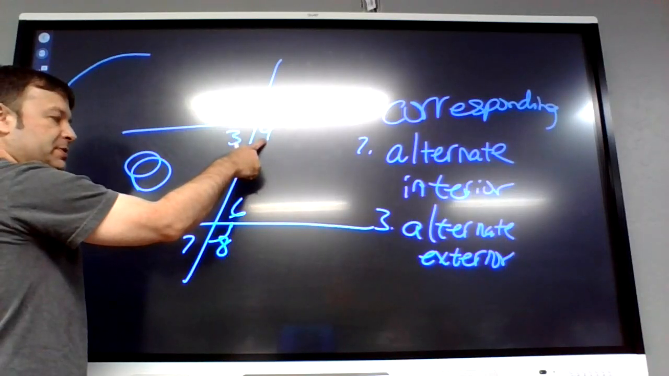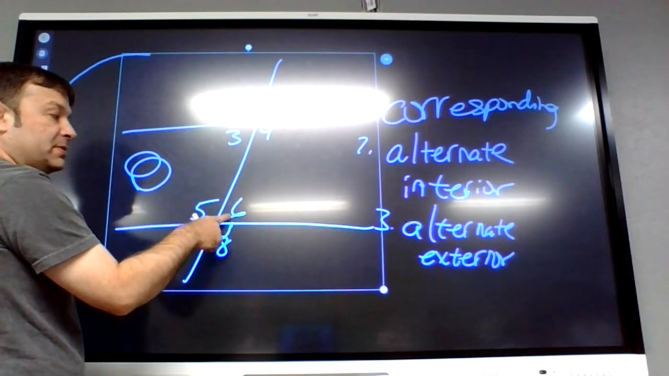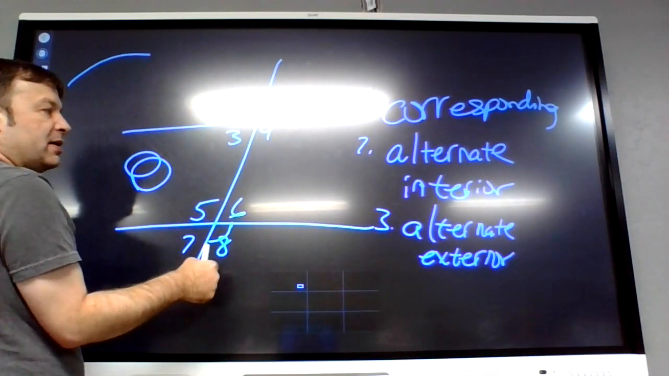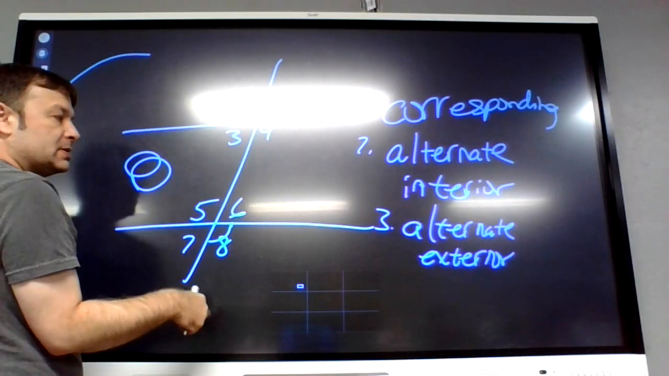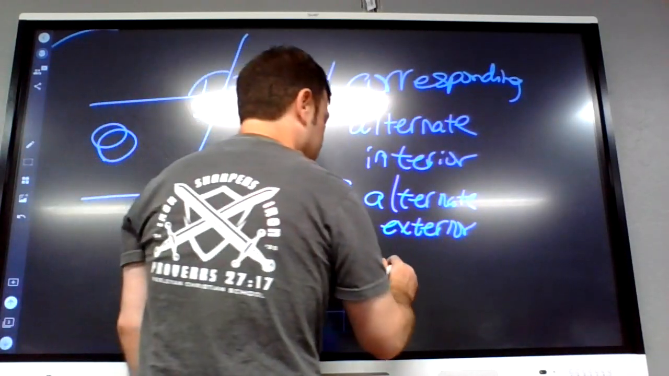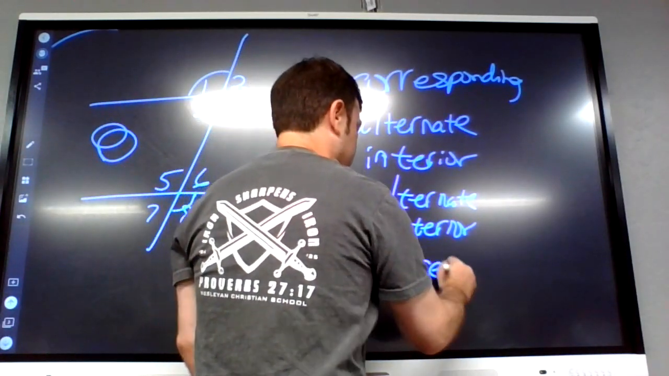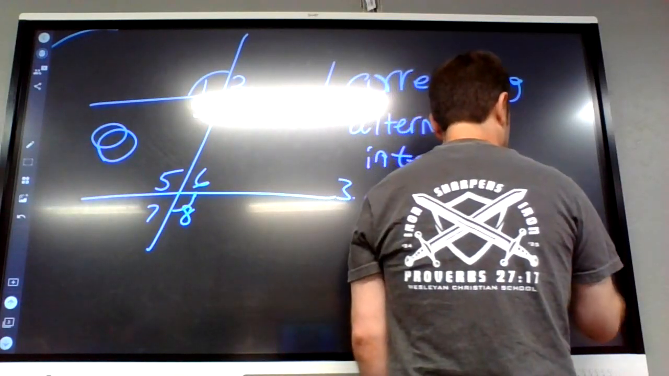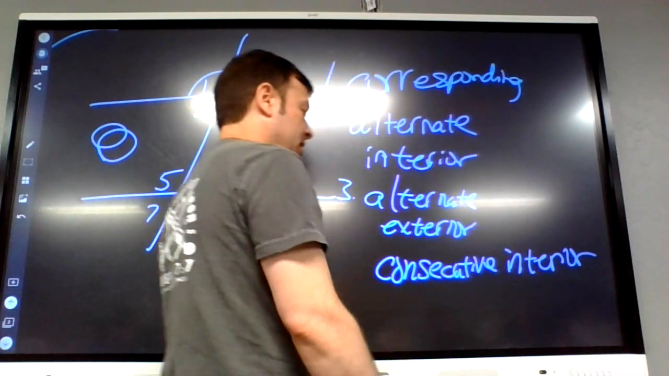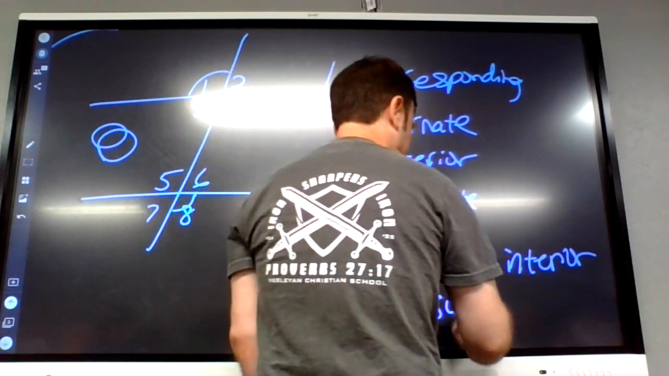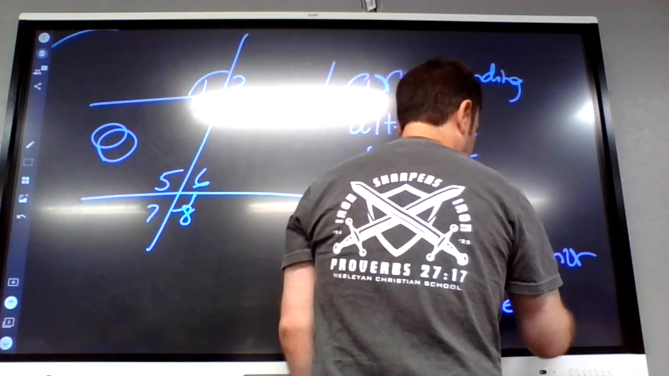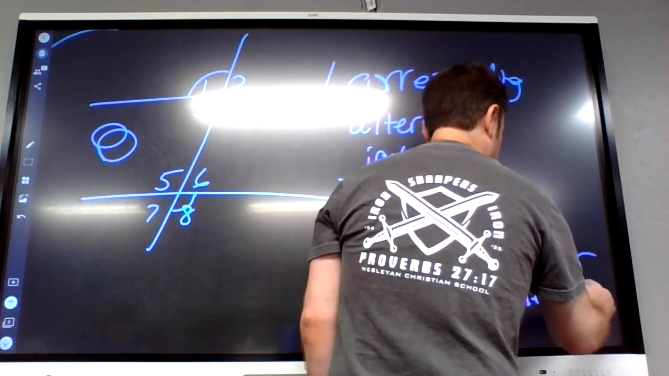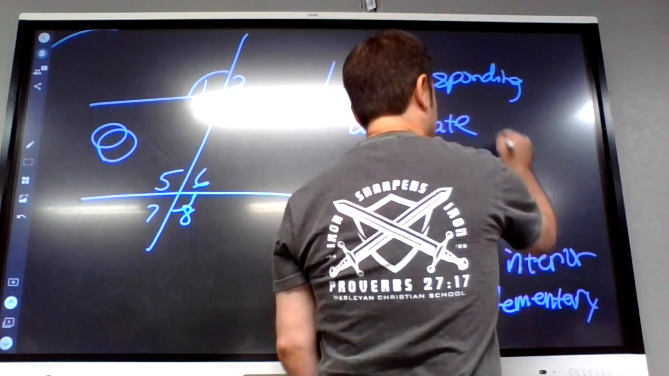This is obtuse, this is acute. They are not the same angle. But they are supplementary. So, consecutive interior. That is the only pair that is supplementary out of all the ones that we listed. All the rest are congruent.